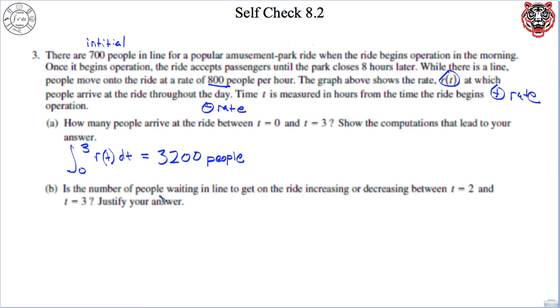Part B: is the number of people waiting in line to get on the ride increasing or decreasing between t equals 2 and t equals 3? So it'll be either increasing or decreasing. So what we need to find is the integral between 0 and 3 of our R(t). Isn't it 2 and 3, Mr. Sindel? Sorry, I don't know why I'm writing 2 and 3. Or 0 and 3. That is a point.